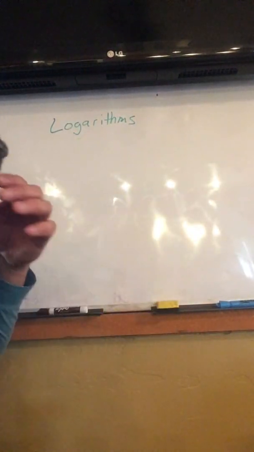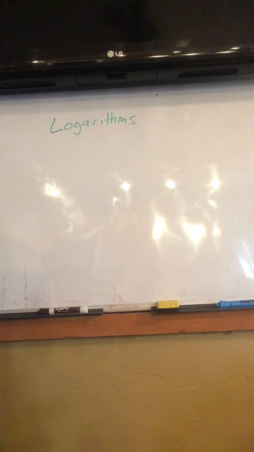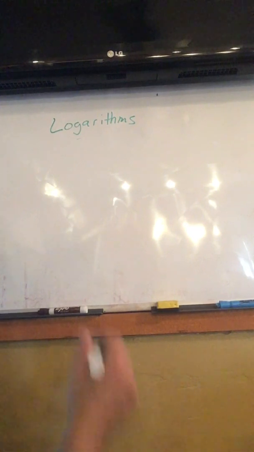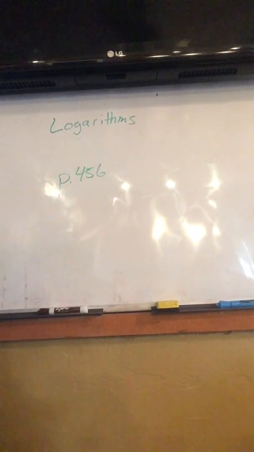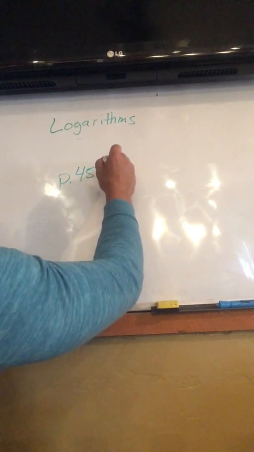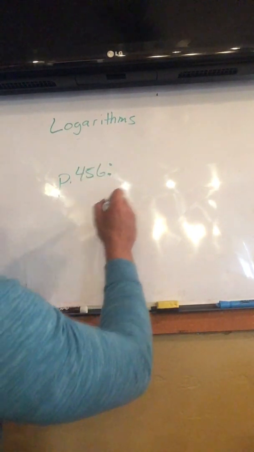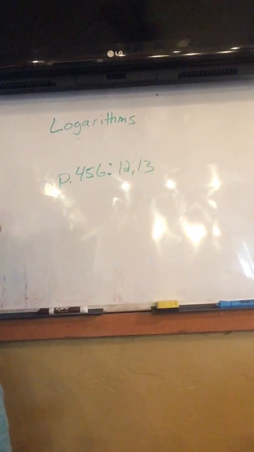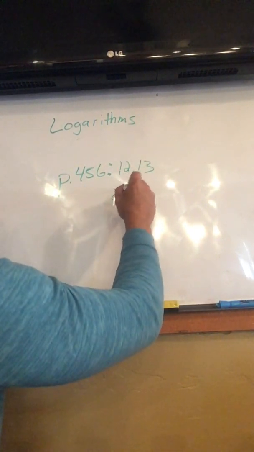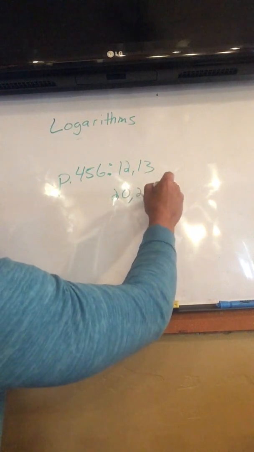All right, so all this information is in your Algebra 2 book. But for Wednesday, this is your assignment. Page 456, number 12 and number 13, and then 20, 21, and 22.